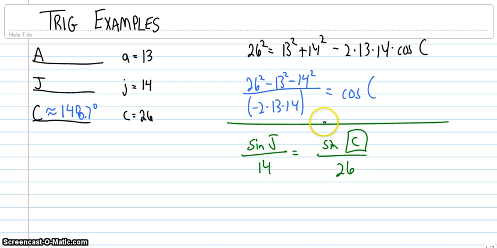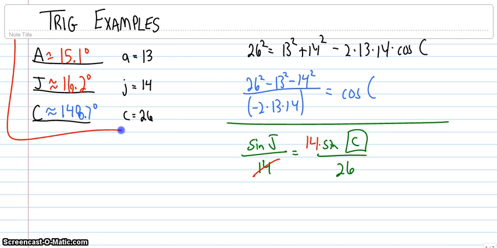To get j by itself, I'm going to multiply both sides by 14. So I'm going to evaluate 14 times the sine of C divided by 26. That gives me a decimal. Then I'll take the sine inverse of that, and I get angle J to come out to 16.2 degrees. Then to find angle A, I'll take 180 minus C, minus that answer that I just got. Not 16.2, but the exact answer that's still in the calculator, and A is going to come out to about 15.1 degrees.